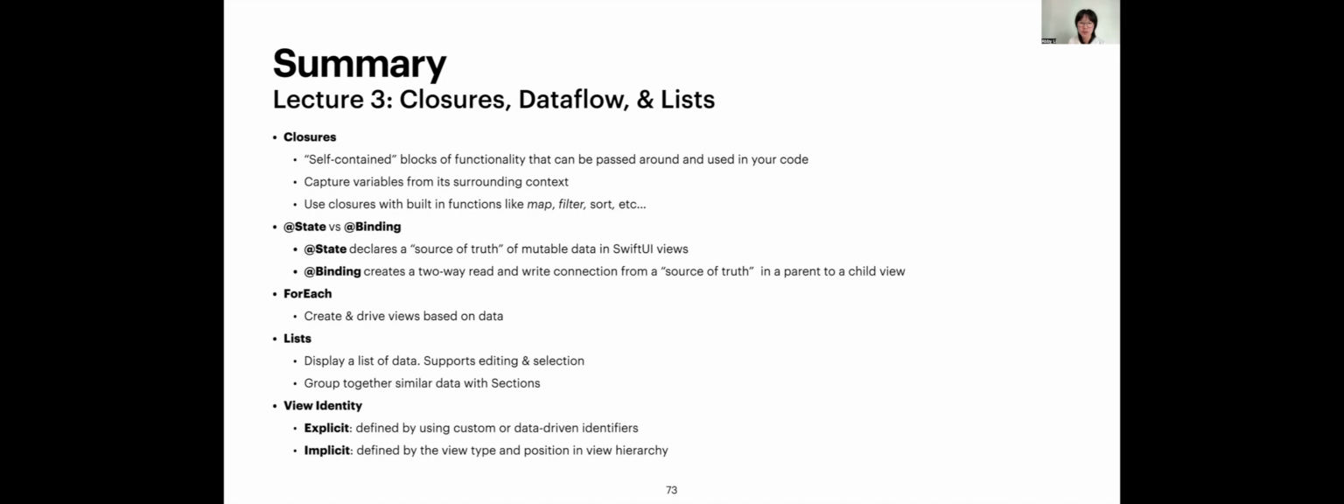View identity. Explicit identity uses custom IDs. Structural identity uses position in the view hierarchy. Prefer ternary operators over if-else when you're just changing properties to preserve view identity and get better performance.